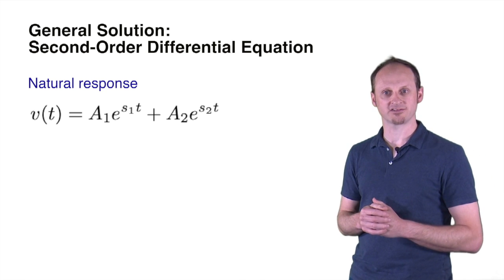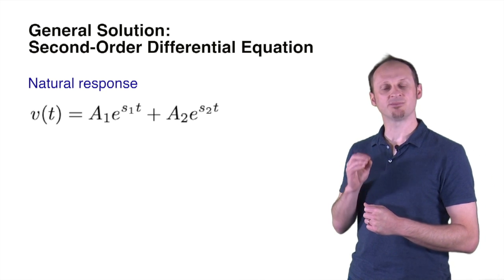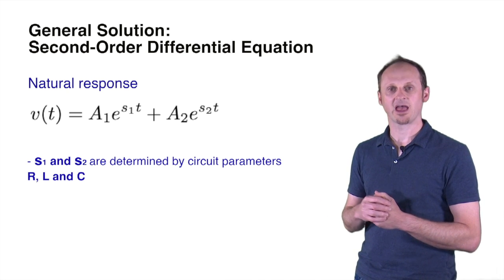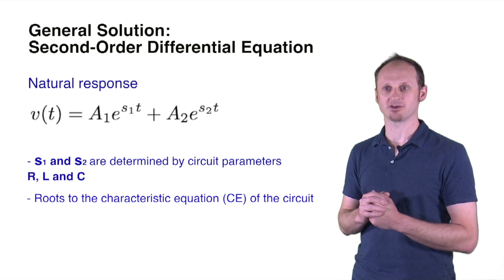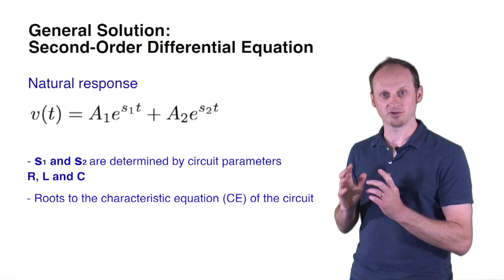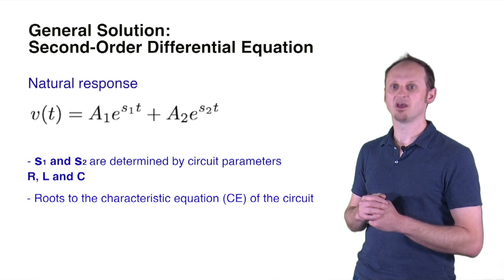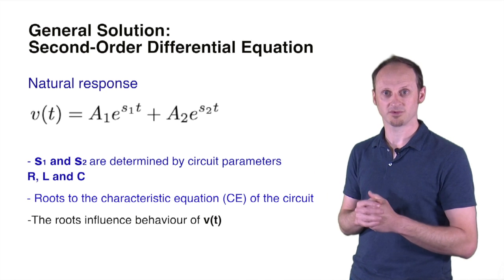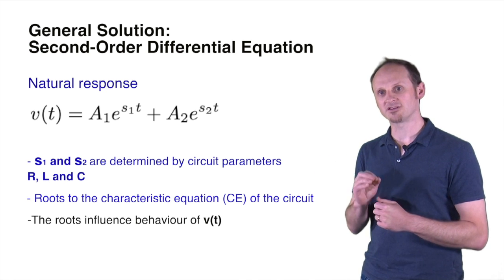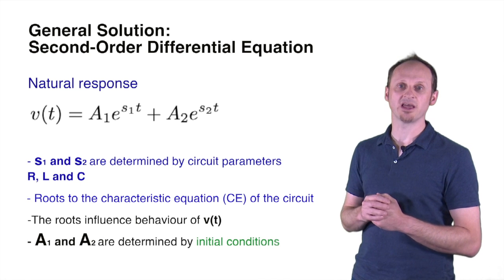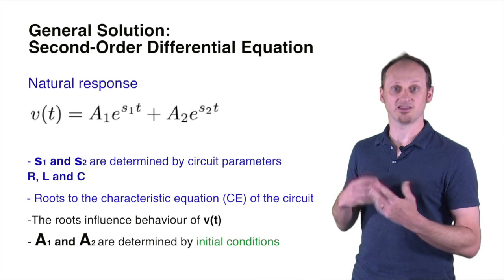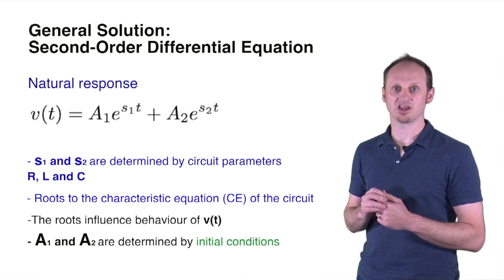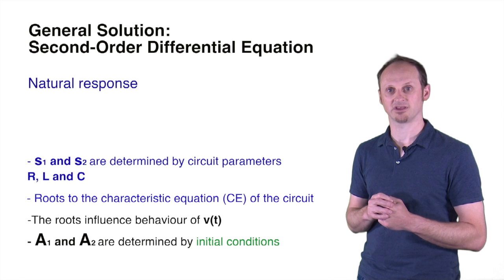So what are S1 and S2? They are determined by the circuit parameters R, L and C. They're also known as the roots of the characteristic equation of the circuit. And these roots, as you can see from this equation, influence the behaviour of V of t. Hence it's called characteristic. The constants A1 and A2 are determined by the initial conditions of the circuit. In this case, what's going on in terms of initial current and initial voltage in the energy storage elements in the circuit.